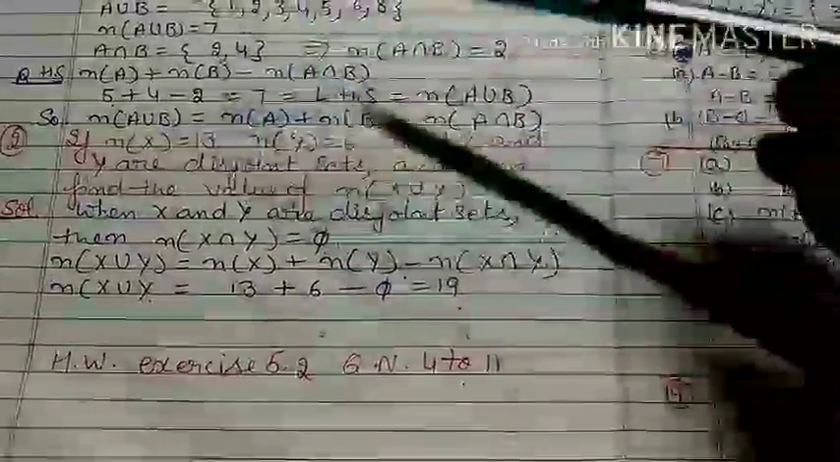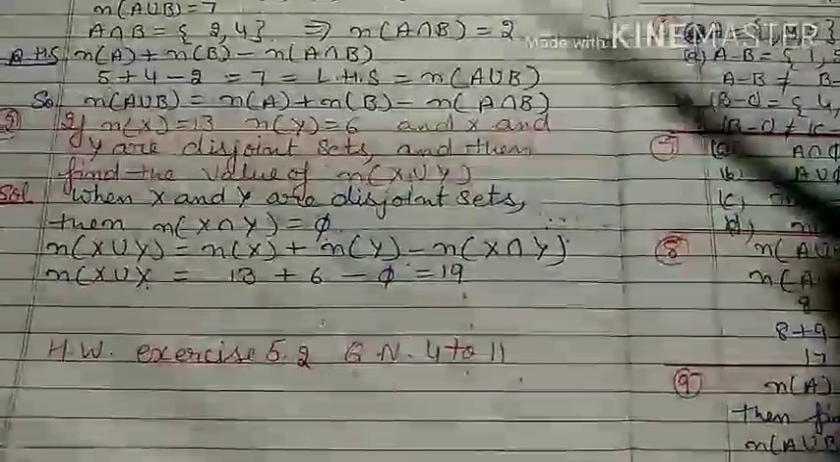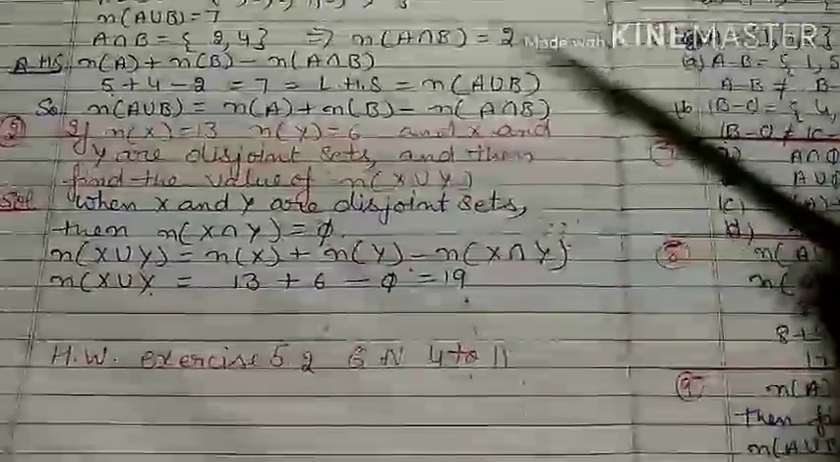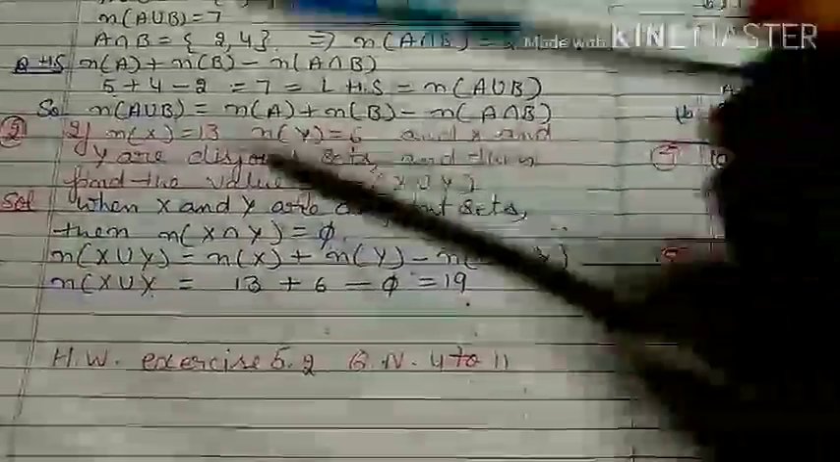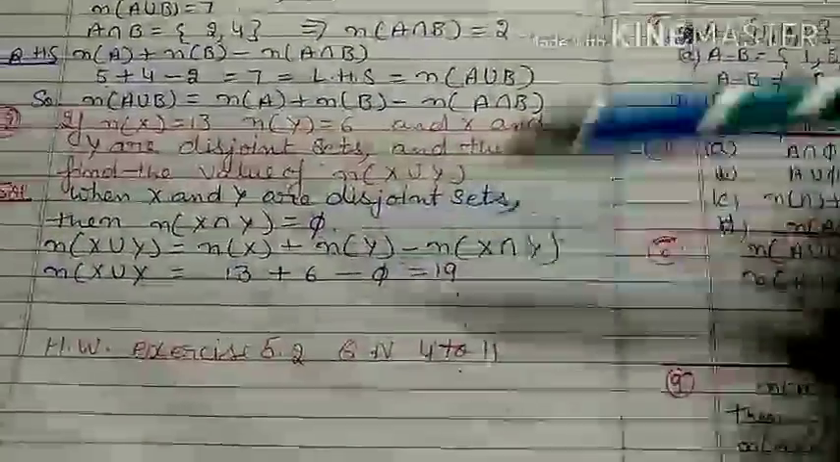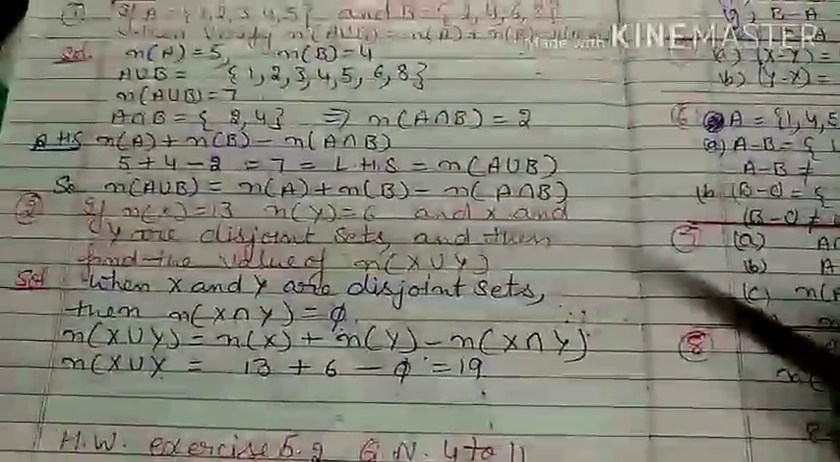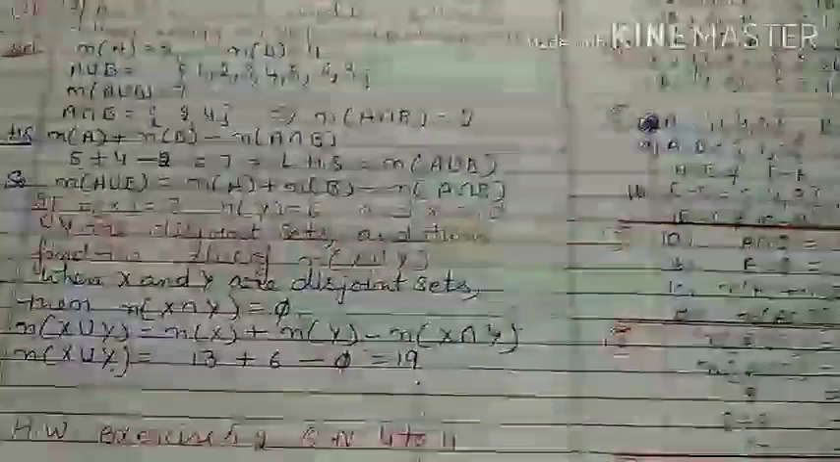Similarly, if there is a condition of disjoint sets, like the number of elements of X is given, the number of elements of Y is given, and it is already written that they are disjoint sets, it means the intersection is 0, there is no element in the intersection of X and Y. So you have to find X union Y. You just add those elements directly, 13 plus 6 is 19. So that is the number of elements present in X union Y.